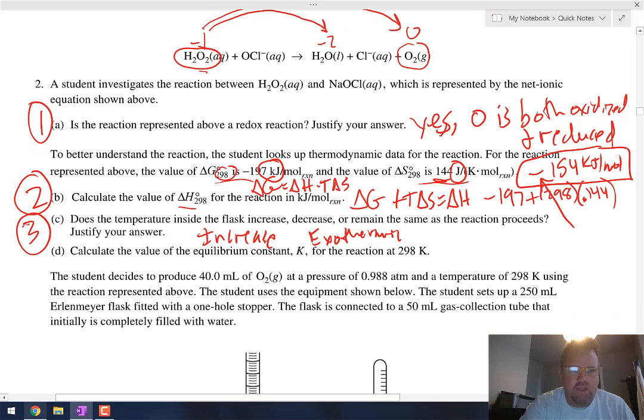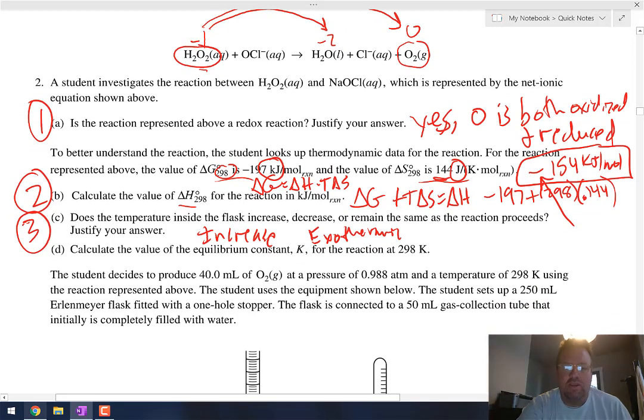Letter D is the same way. Calculate the value of the equilibrium constant for the reaction at 298. So we know that delta G equals -RT times the natural log of K. To find K, it's going to equal e to the negative delta G over RT. Remember that the R value we use here is still the gas constant. But anytime we're dealing with kilojoules, we don't use 0.08206. We use 8.314. Remember that 8.314 is in joules per mole Kelvin, so we do want that in kilojoules.